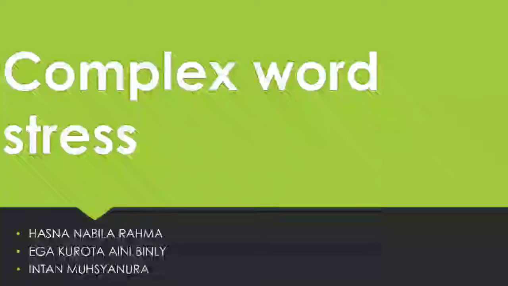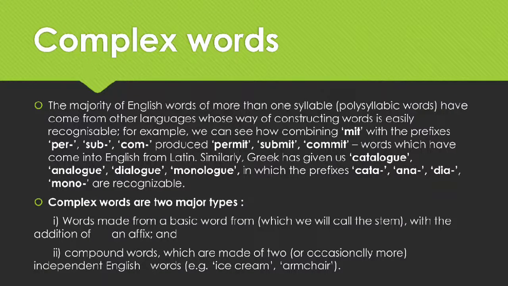Complex words. The majority of English words of more than one syllable, polysyllabic words, have come from other languages whose way of constructing words is easily recognizable. For example, you can see how combining mit with the prefixes per, sub, com produce permit, submit, commit, words which have come into English from Latin. Similarly, Greek has given us catalog, analog, dialogue, monologue, in which the prefixes kata, ana, dia, mono are recognizable.